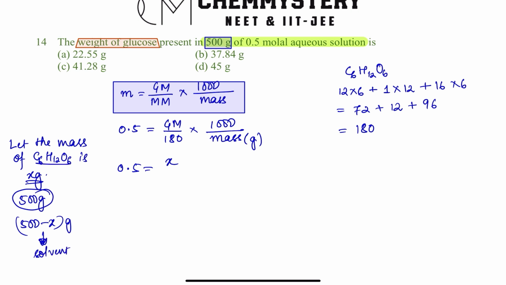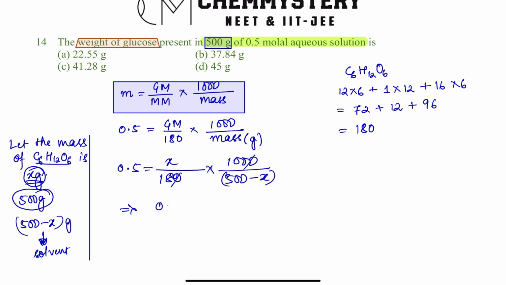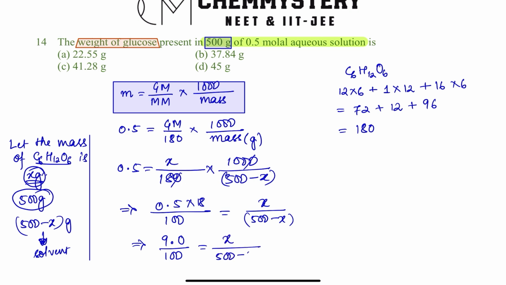Solute we have considered as X gram. Total is given as 500 gram. So obviously for the solvent it will be 500 minus X. Like that only we'll put into the formula that we are using. So X divided by 180 into 1000 divided by 500 minus X, because we have considered the mass of the solute as X, so 500 minus X will be the mass of the solvent. Done. Let's cancel the 0, 0. So what we are finally getting is 0.5 into 18 divided by 100 is equal to X by 500 minus X. Okay, 0.5 into 18, we are getting 9.0. So 9.0 divided by 100 is equal to X by 500 minus X.